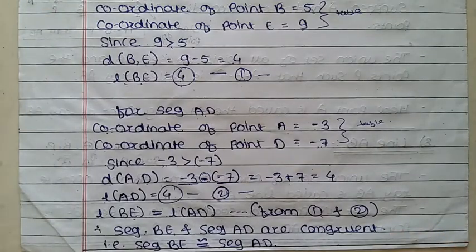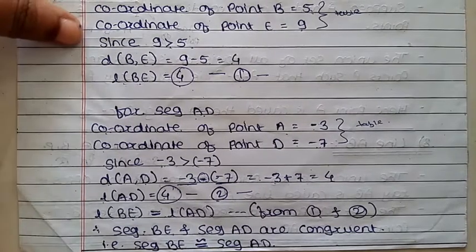So in this way we have to show that the given segments are congruent or not with the help of what? With the help of their distances. We have to calculate the distance of the points first and then we have to say that the given segments are equal or not. Okay. So next question.